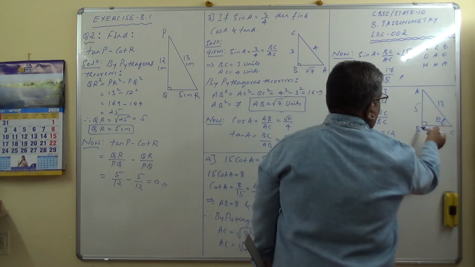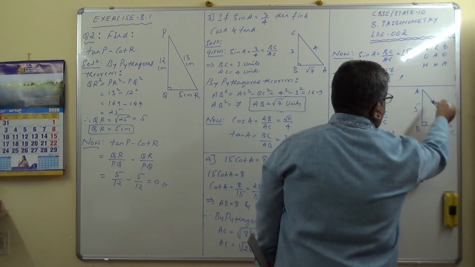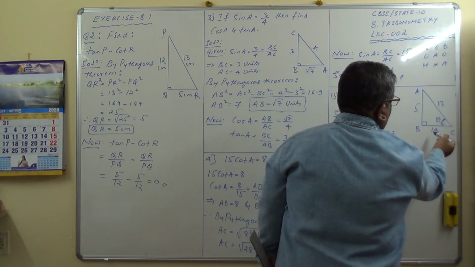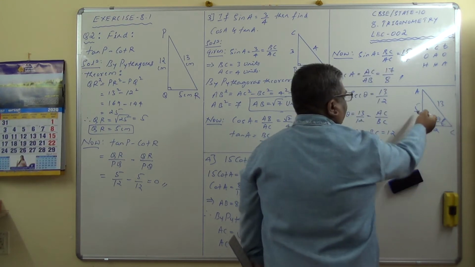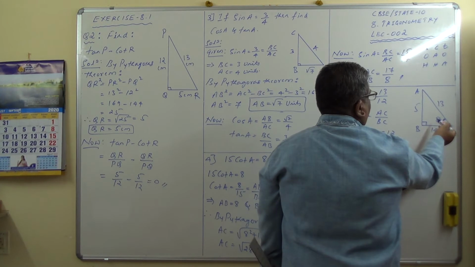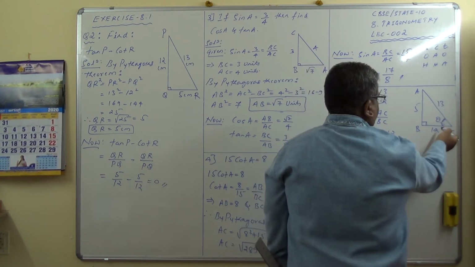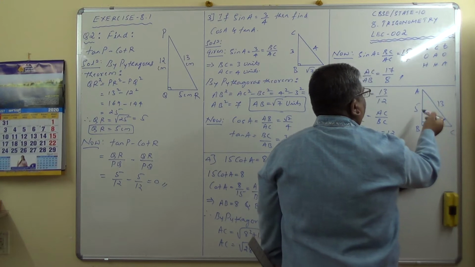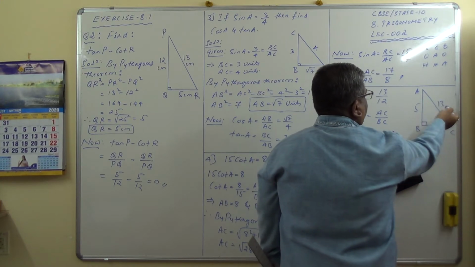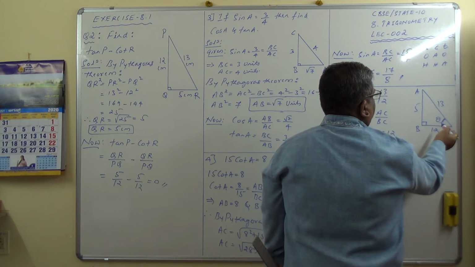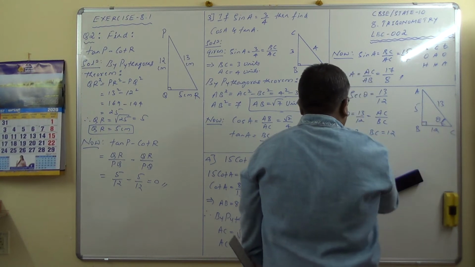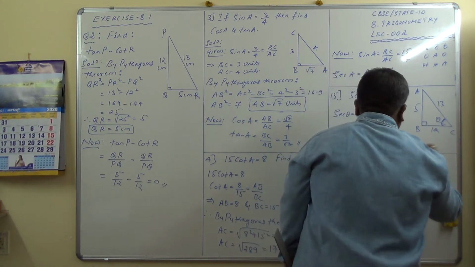Now take all the trigonometric ratios, whichever you want. Sin theta is opposite by hypotenuse, 5 by 13. Cos theta is 12 by 13. Tan theta is 5 by 12. Secant theta is 13 by 12, which is given already. Cosec theta is the reciprocal of sine, and therefore 13 by 5. And cot theta is 12 by 5. These are the trigonometric ratios. Do it yourself. Next.